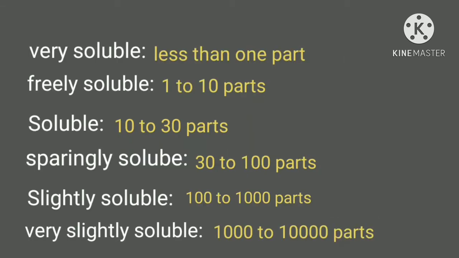Very soluble means less than 1 part of solvent. Freely soluble, 1 to 10 parts of solvent. Soluble means 10 to 30 parts of solvent. Sparingly soluble means 30 to 100 parts of solvent. Slightly soluble means 100 to 1000 parts of solvent. And very slightly soluble means 1000 to 10,000 parts of solvent required.